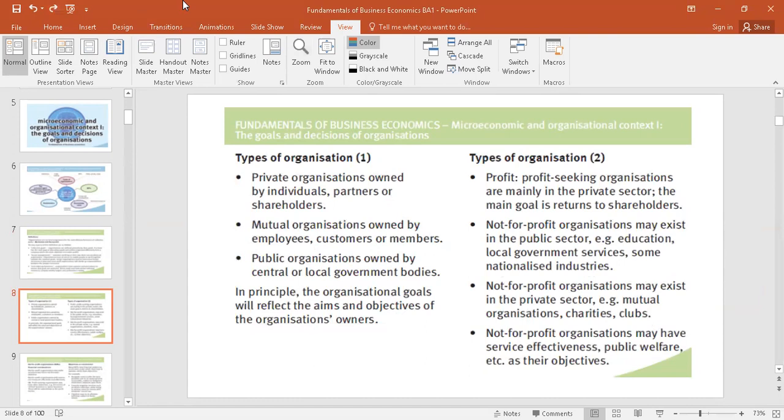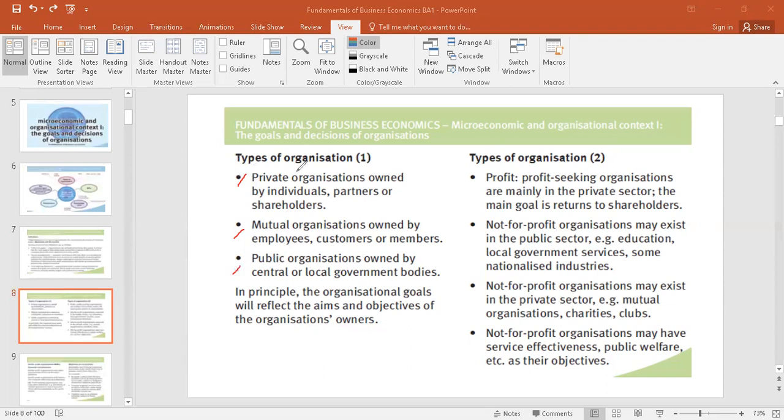We will be now looking into what are the different types of organization, depending on the purpose why they are established. So the first one we see is types of organization. First classification is based on different categories. The first category is private organizations, mutual organizations, and public organizations. So this is the first classification of organizations.